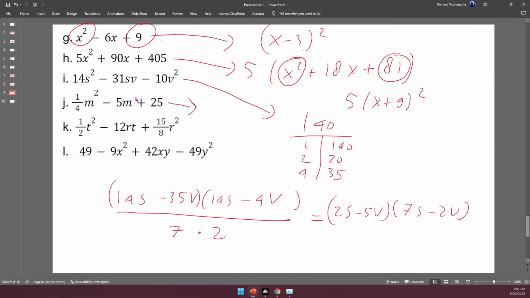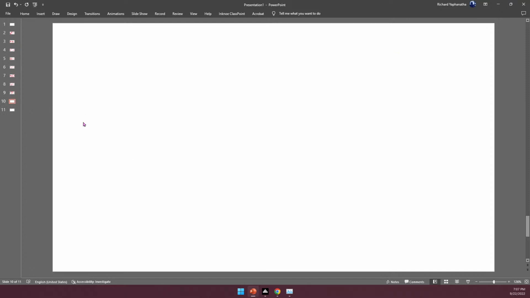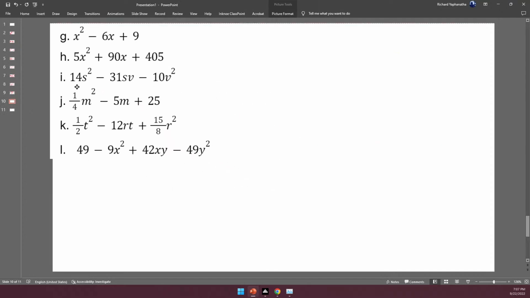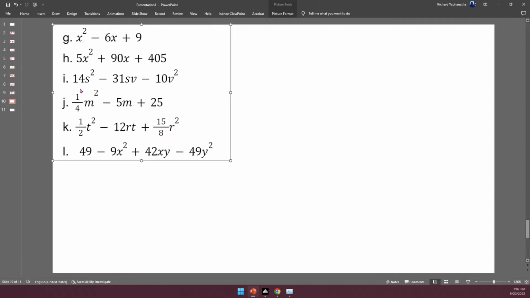You are torturing yourself. This one, because both is square, so it is instantly half m minus by 5 square. Done. This kind of question can be easy. Okay, not enough space, so I will make a new space and paste it again. Now only k and l.